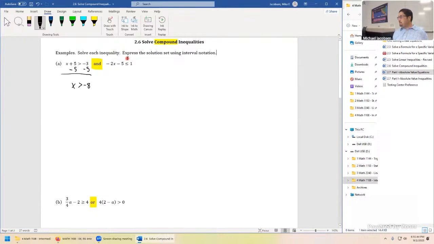This one looks like it takes a couple extra steps. First thing we want to do is remove that negative 5, so add 5 to both sides. So going left to right, we'll have negative 2x. It's a cancellation here, so we'll just say less than or equal to 6. Finally, we're dividing both sides by negative 2. That's the dangerous one. That's the one we look out for.